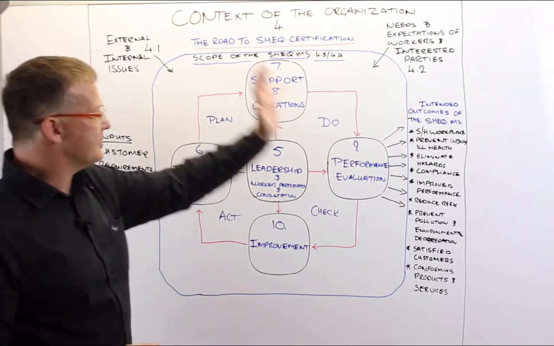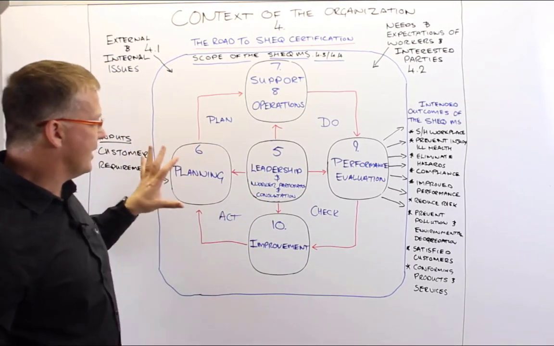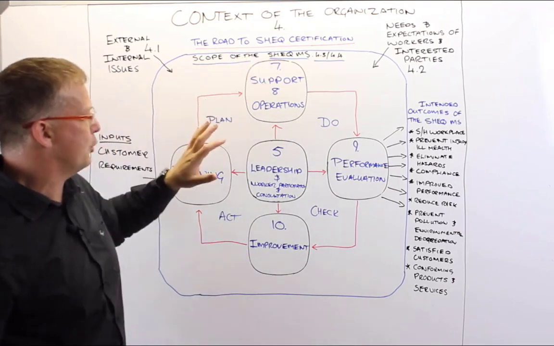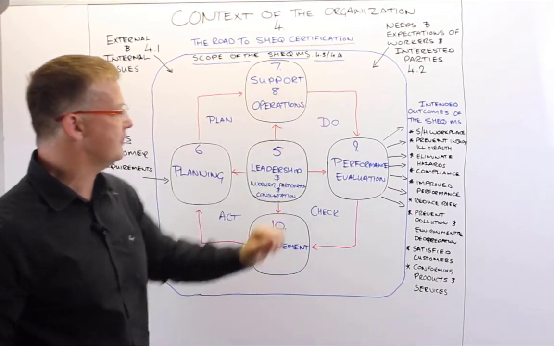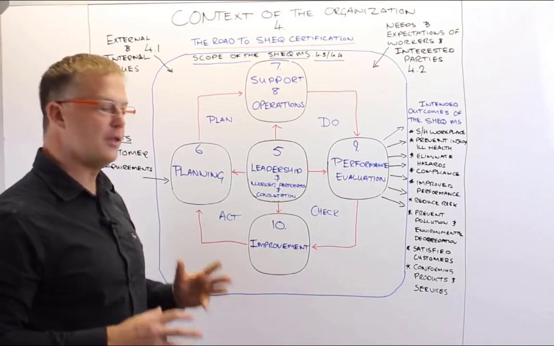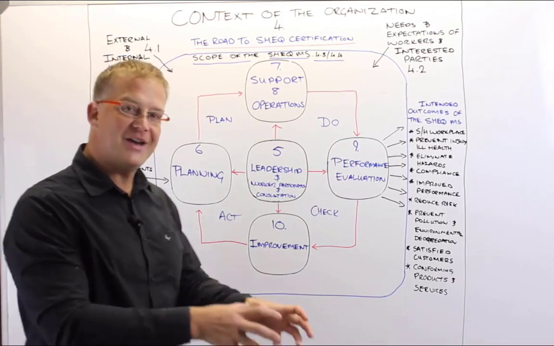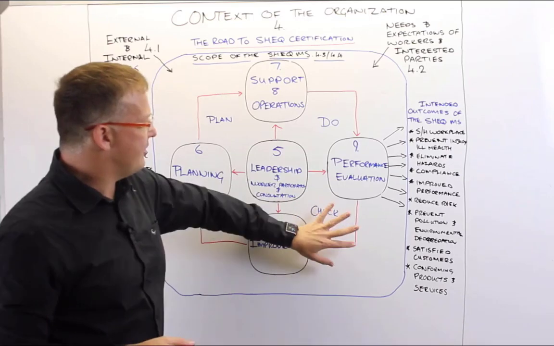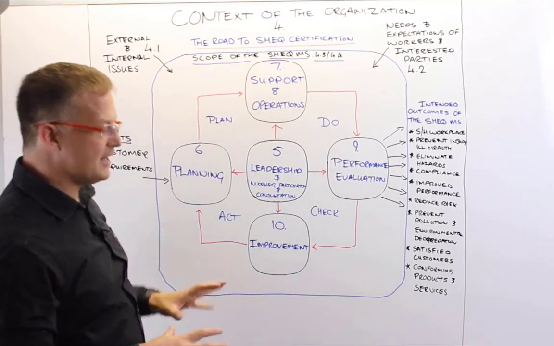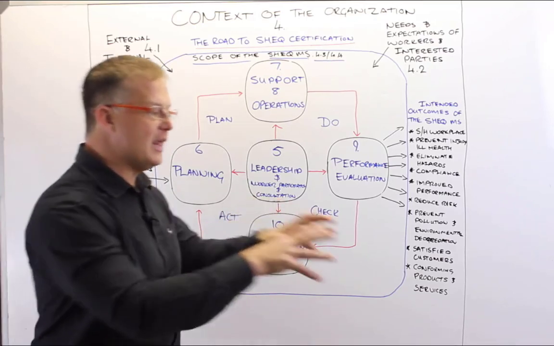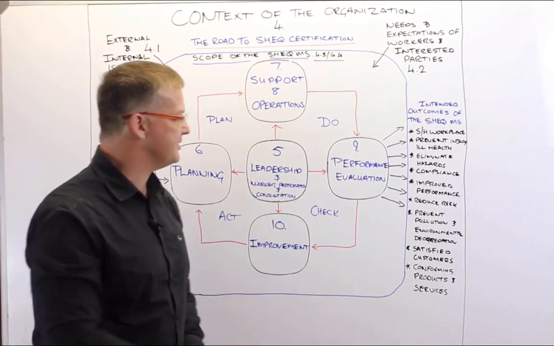So after we've understood the organization, we've done the risk assessment, and we've looked at support and operations, the plan phase and into the do phase, in Clause 9, the performance evaluation, that is the checking phase, where we then assess the SHEQ management system's ability to manage the risk, to leverage the opportunities, to achieve the intended outcome.